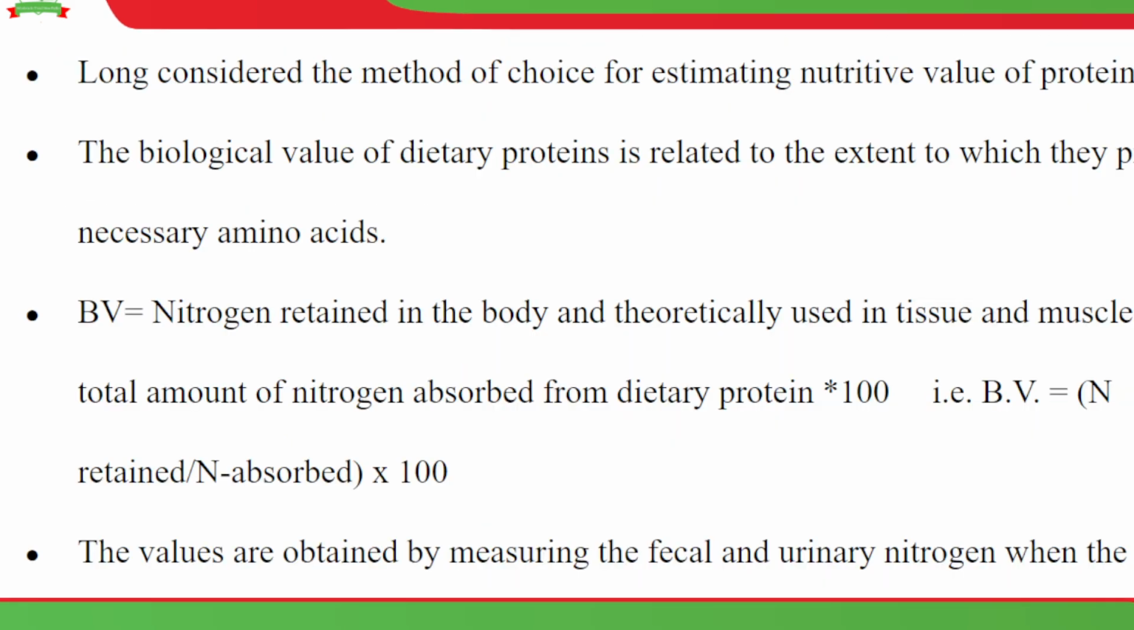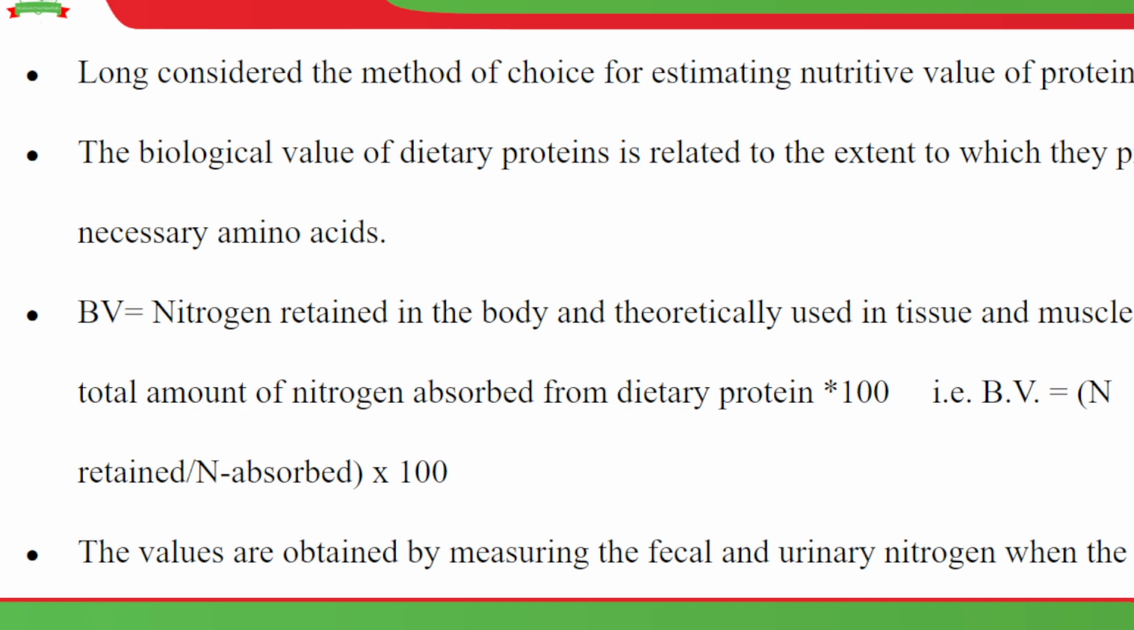Let's look at the next metric, which is biological value, and it has long been considered the method of choice for estimating the nutritive value of proteins. That has been considered the standard since long ago. The biological value of a dietary protein is related to the extent to which it provides all the necessary amino acids that are required by the body. So we can basically define it the way you see it here.